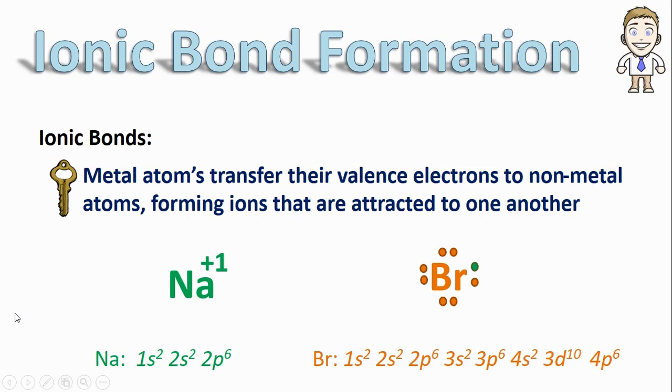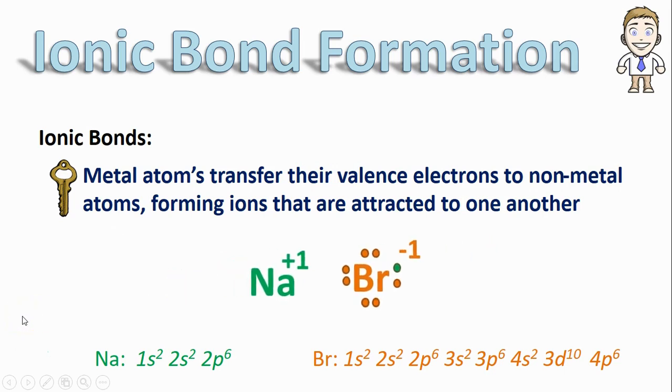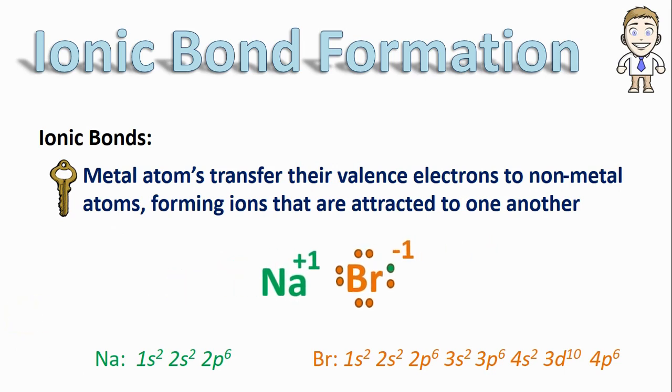First of all, the sodium becomes a +1 charge because it lost an electron. The bromine attains a -1 charge because it gained an electron, and now we've got two oppositely charged atoms that are near each other. So just like any oppositely charged particles, they're going to be attracted to one another.